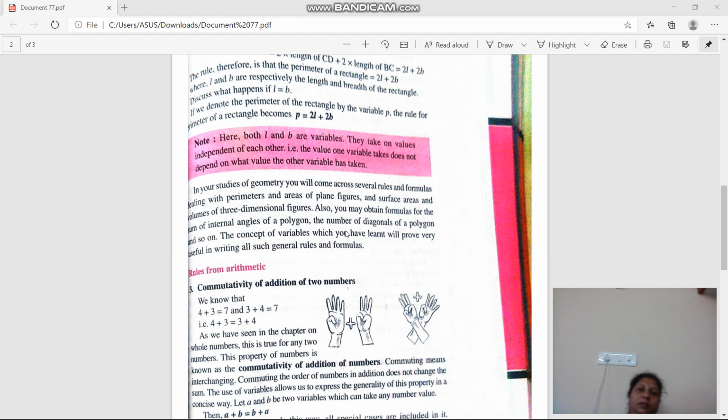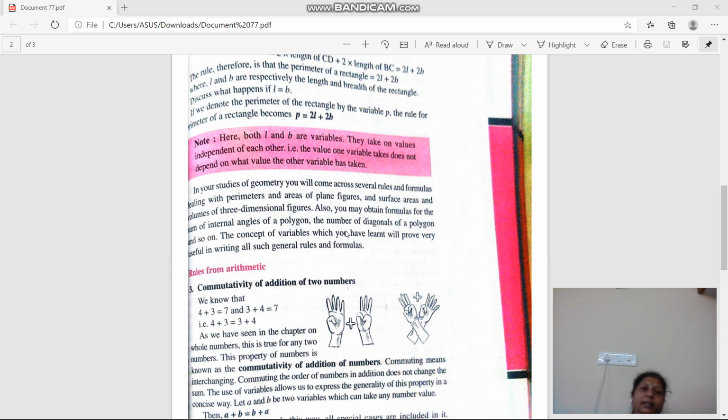We are seeing the use of variable. In the previous video, we studied the use of variable in geometrical formulas. Okay, so let's study the variable used in the rules of arithmetic. In the whole number chapter, we have studied the properties, commutative property, associative property.